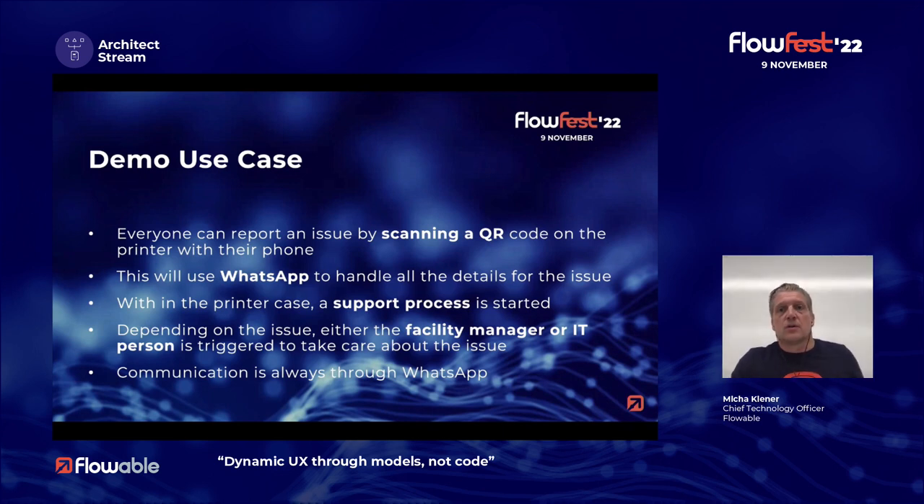And of course, we need to know who to trigger if a support issue arises. There are different issues. So if it's easy ones like no more paper available or paper jam, we might just forward it to the facility manager. But if it's a bit more complex, like I cannot even send the document to the printer, maybe we want to involve IT support. This should all be set up and done automatically. Nobody should be needing to take care of that.